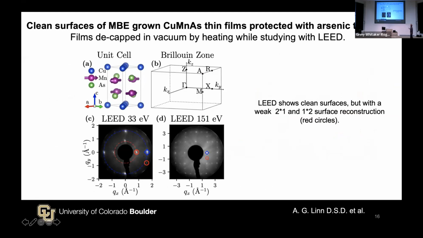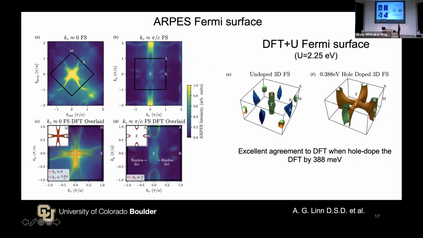So we were successful at doing ARPES on these MBE grown films. Of course, we need a clean surface that was obtained by protecting them with an arsenic top cap, which we're able to then remove in vacuum. There's some details that are not really important to us here. There are some weak surface reconstructions that you can see in the LEED, but in general, the LEED pictures show the very high quality of the clean surface, and ARPES works well.